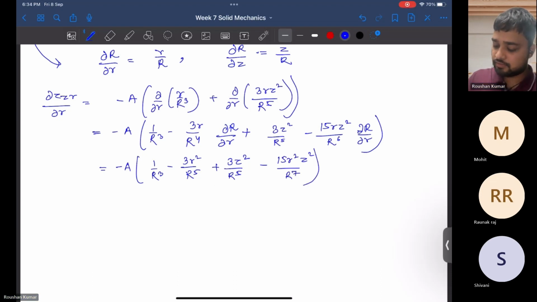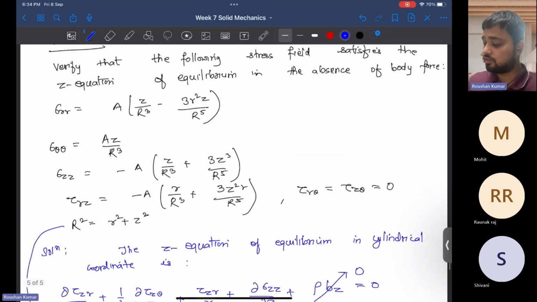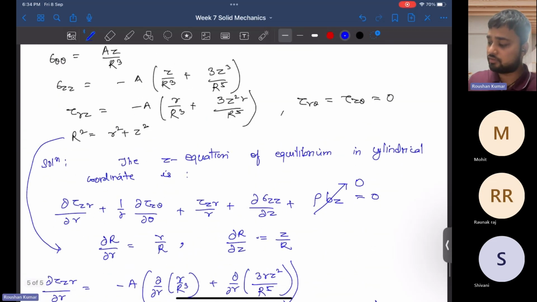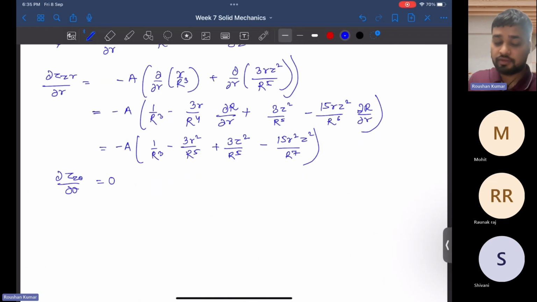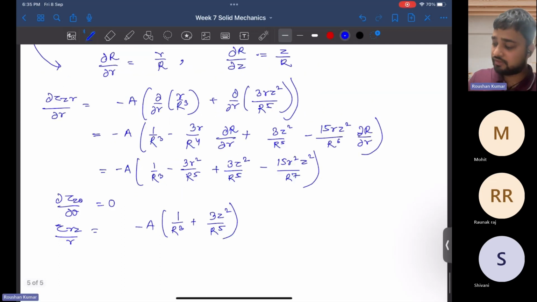The next one is del tau z theta upon del theta. So this is 0, it's already given in the question. Yes, tau z theta is 0, so the derivative is also 0. Next is tau rz upon r, which is nothing but minus A times 1 by R cube plus 3z square upon R to the power 5.